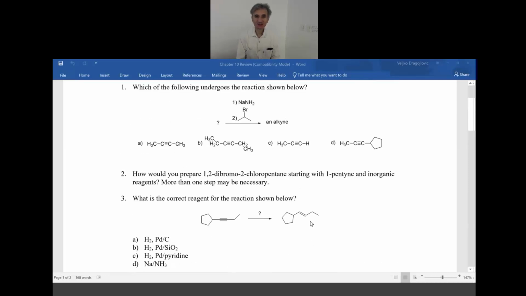So that will be the first question. Second, how would you prepare 1,2-dibromo-2-chloropentane, starting with 1-pentyne and inorganic reagents? That's a common question in organic chemistry, an organic synthesis question. And you're given a hint that more than 1 step may be necessary, which is also quite common, that in organic chemistry to prepare the desired compound, we need more than 1 step.